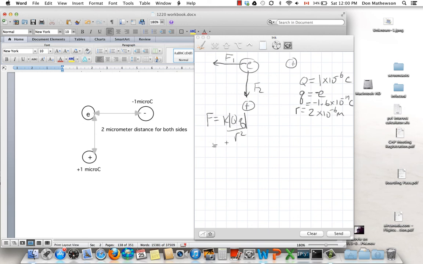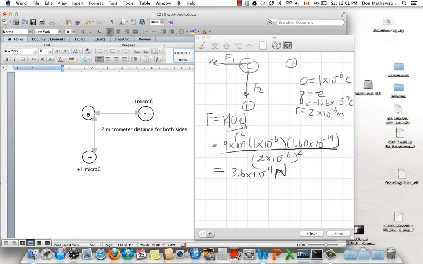So we'll substitute 9 times 10 to the 9, absolute value, because we just want the magnitude. The minus sign doesn't give us any information about magnitude, so we drop it. 1 times 10 to the minus 6, 1.6 times 10 to the minus 19, 2 times 10 to the minus 6 meters squared, and we dropped units because we had units in the previous question, and they are the same here. So that works out to 3.6 times 10 to the minus 4 newtons of force. So there's going to be 0.36 millinewtons that way, 0.36 millinewtons this way.